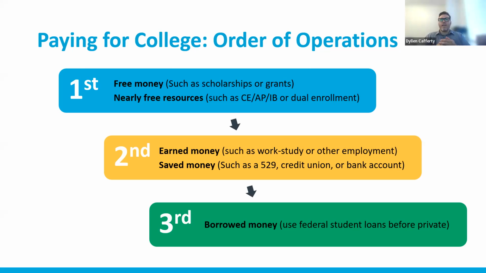while they're in college. And then, of course, we want to inform them about earning money, such as work study or other types of employment. Saving money, such as 529s, credit unions, or bank accounts. And lastly, we definitely want this to be a last resort, but we do at the same time want to meaningfully inform students because some might end up utilizing this. Some may go on to professional degrees that they only have access to borrowing money. And so we want to make sure they're meaningfully informed early on. And so we do recommend using federal student loans over private just because of the benefits that come with it. But yeah, that's the basics there.